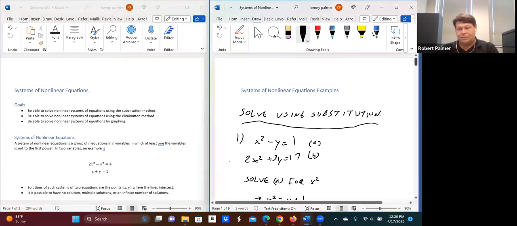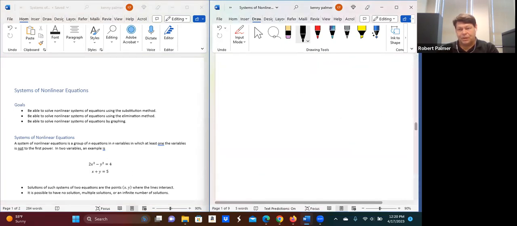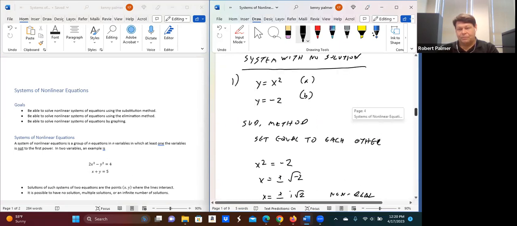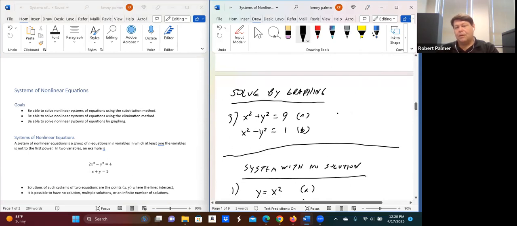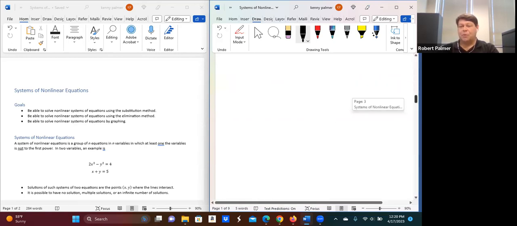Actually, just a second, I realized I didn't say anything else about the ones we said we were going to solve by graphing. I was here, so you just used Desmos. We have 4 solutions. They didn't list those solutions, but we saw from Desmos there are 4.